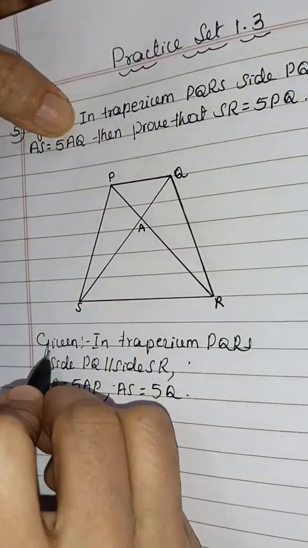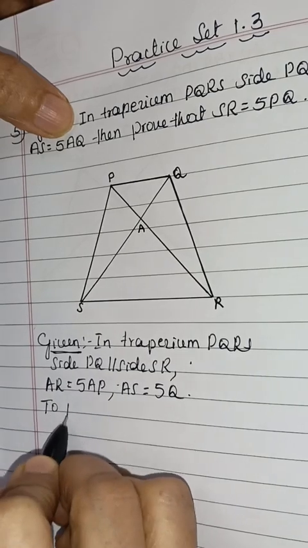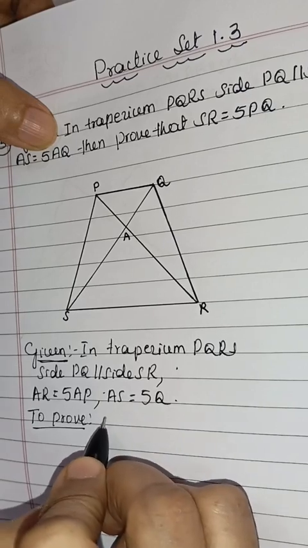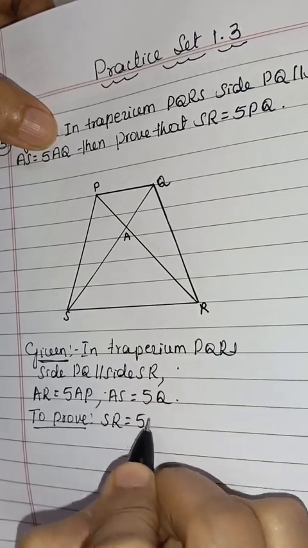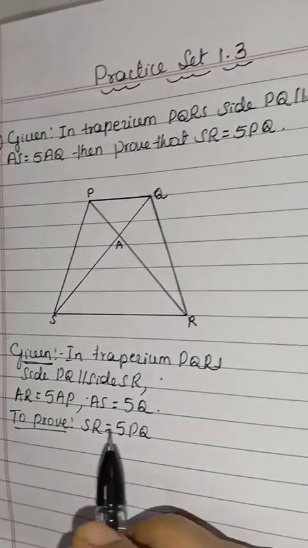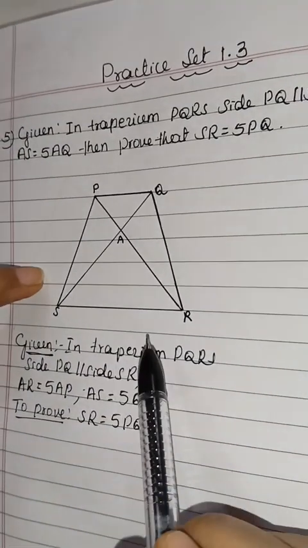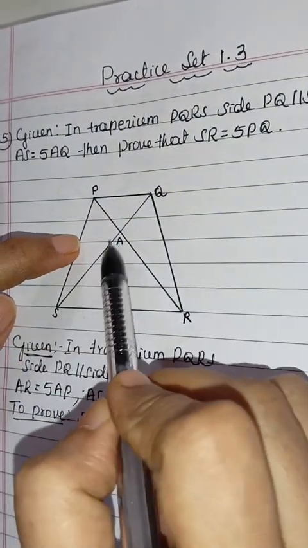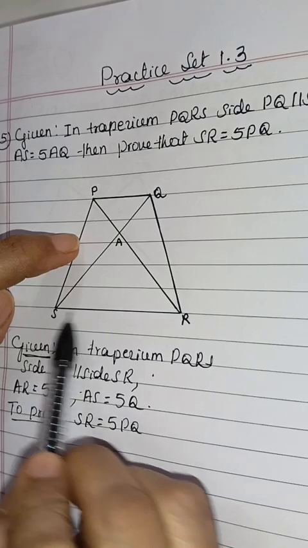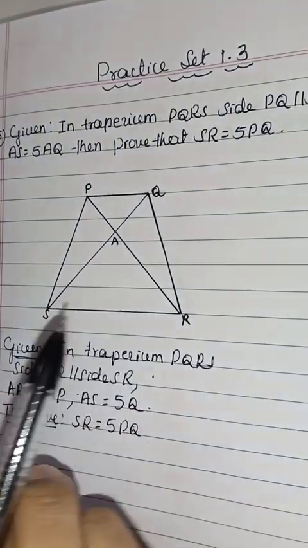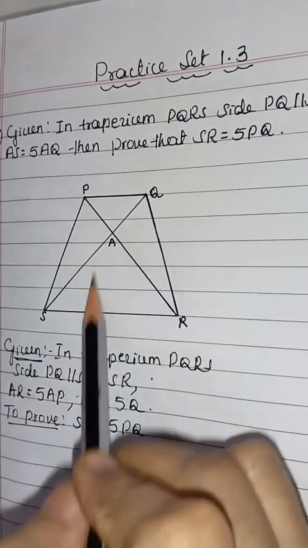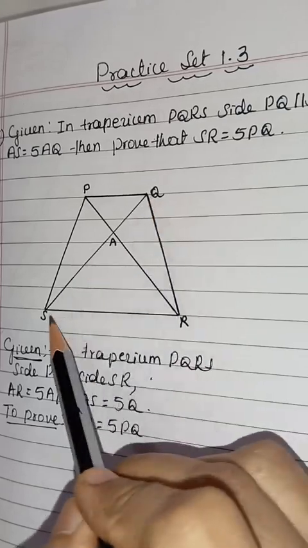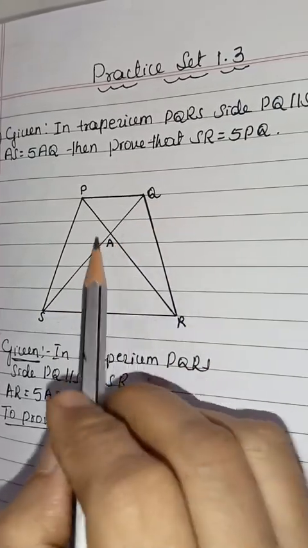To prove: SR equals 5 PQ. See, AR is 5 times AP, and AS is 5 times AQ, and we have to prove that SR is 5 times PQ. Here is a trapezium. In this trapezium, PQ is parallel to SR, and QS is a transversal.